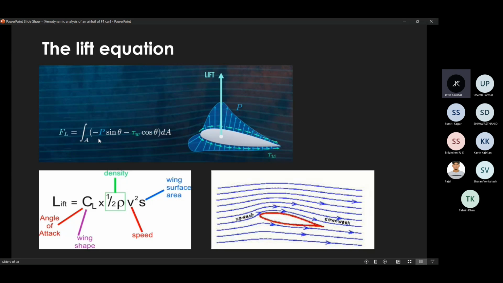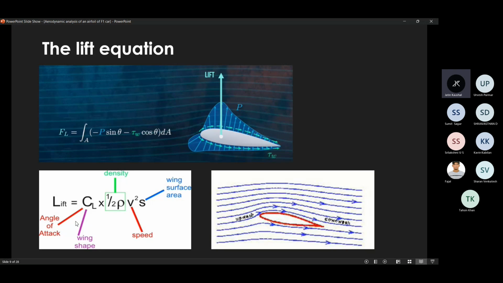But because these p and tau are both unknowns and they change across the airfoil, it is very difficult to calculate the lift force using this formula. So for a simpler surface, we remove these terms and simplify this equation, and we include a coefficient which accommodates all these uncertainties, and that coefficient is known as the coefficient of lift.